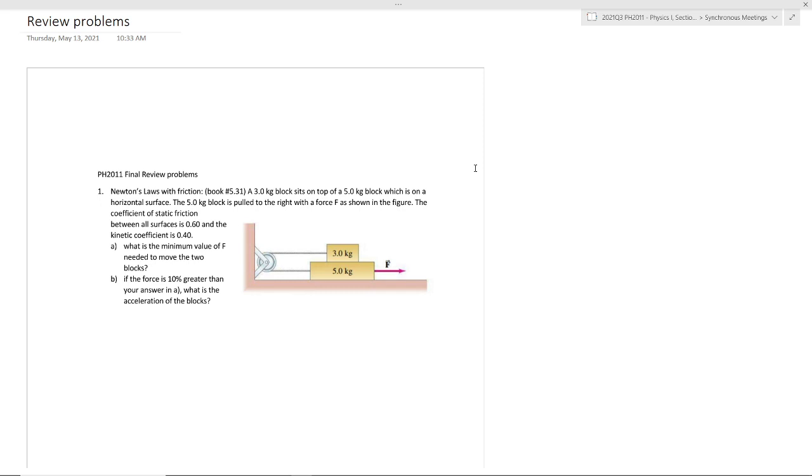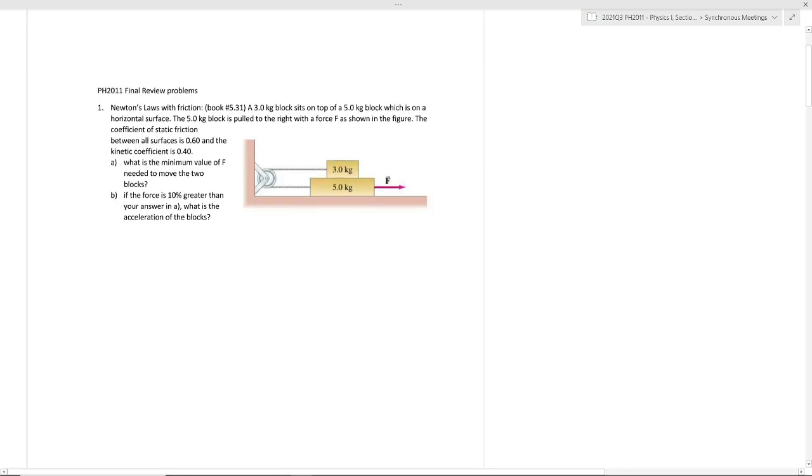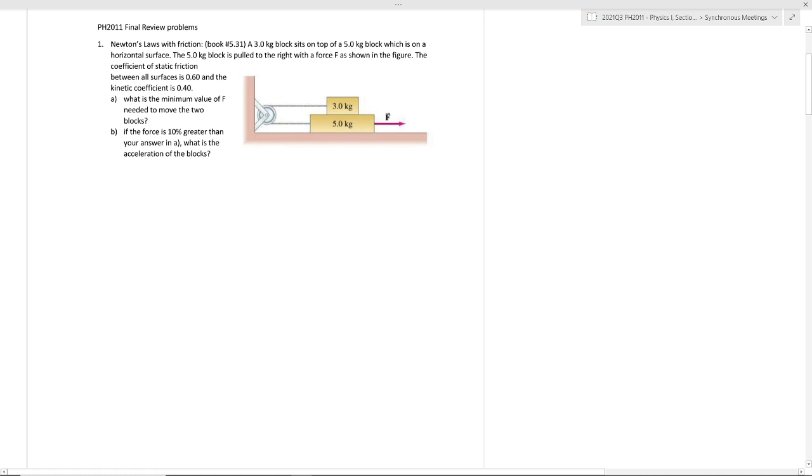So the first question is a Newton's laws question. This one incorporates friction. We encountered this basically in the beginning of chapter 5. And the question says we have a 3 kilogram block sitting on top of a 5 kilogram block, which is on a surface. And the 5 kilogram block is pulled to the right with a force F as drawn in the figure. And we're given the coefficient of static friction and the coefficient of kinetic friction.